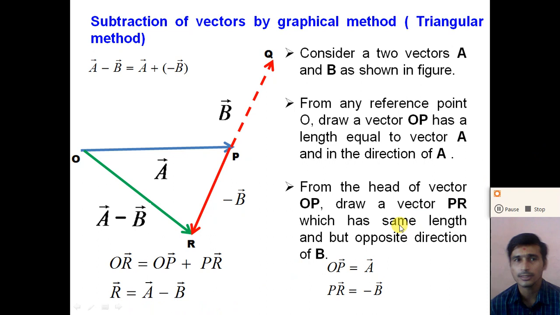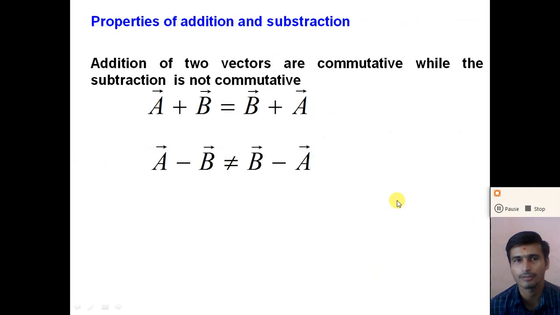Understand, dear student? Subtraction is one type of addition, right? Subtraction of two vectors means the addition of the first vector with the negative of the second vector. So now, one important property of addition and subtraction: the addition of two vectors is commutative, while the subtraction of vectors is not commutative. What do you mean by this?